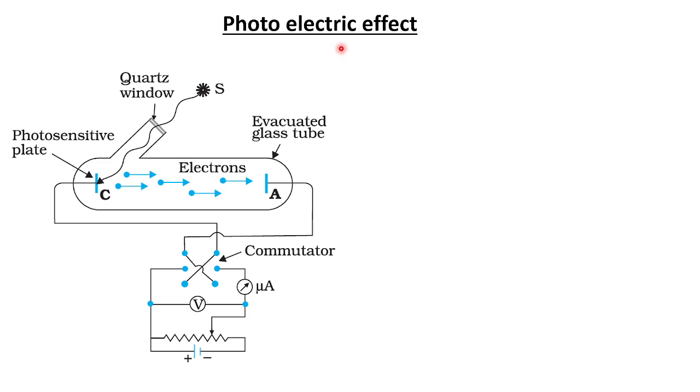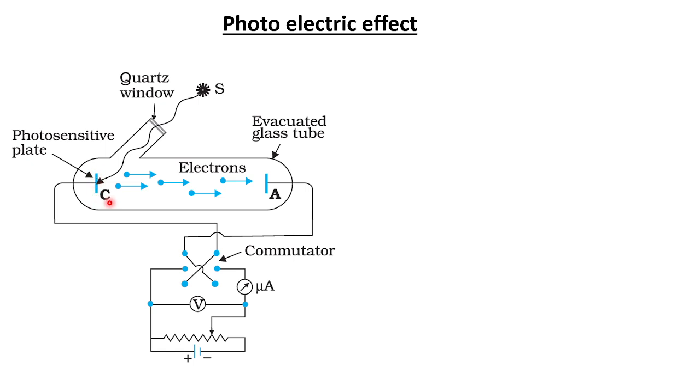Do you know photoelectric effect? Yes, sir. You can see one experimental setup here. There is an evacuated glass tube, and above this glass tube there is a small window. Through this window, radiation is passing. From this picture it is clear, and there is a metallic plate C. C is a small metal plate.